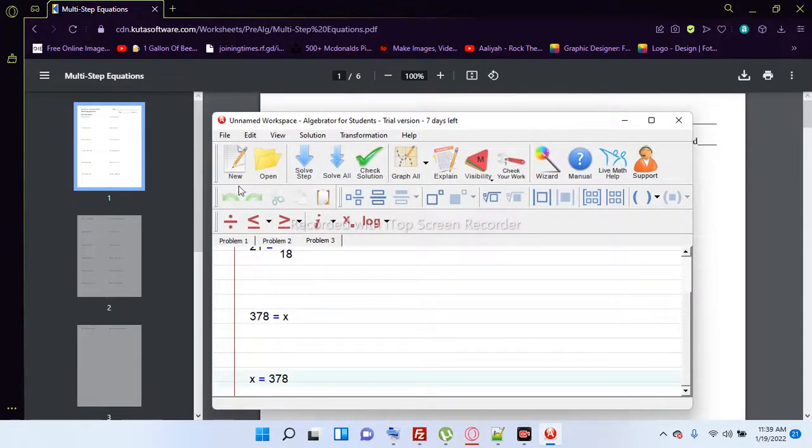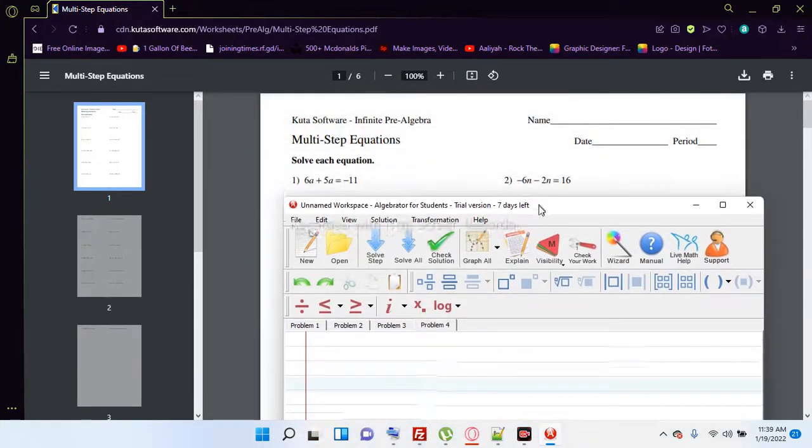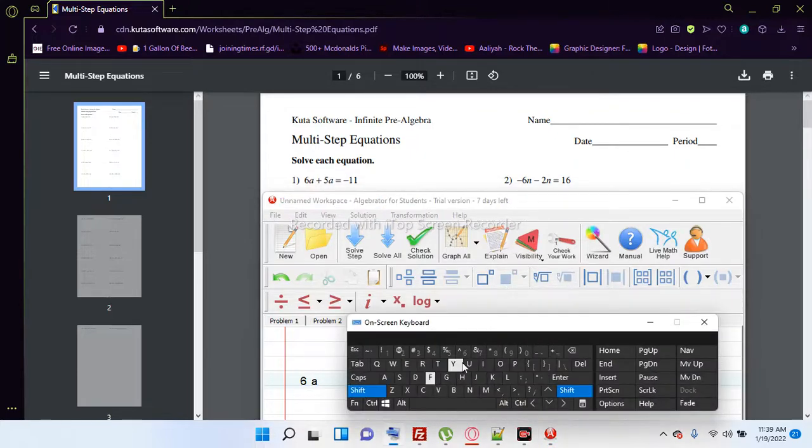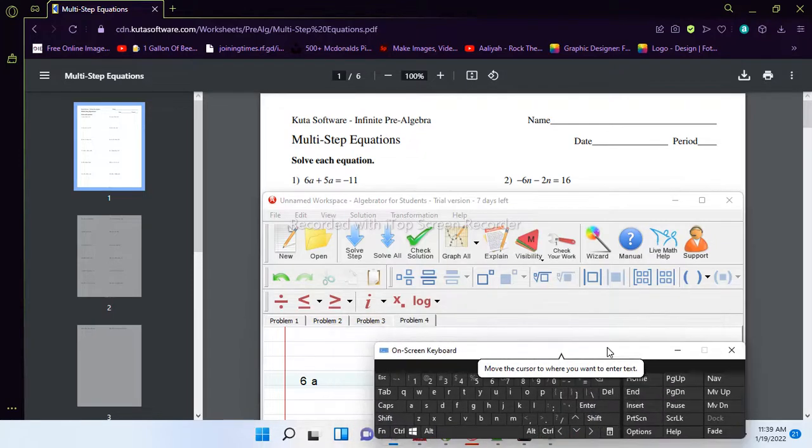Again, grab your Algebrator. Click new page. Type in 6a, plus, use the plus sign, shift plus. Just got to make sure your cursor's there. Shift plus, 5a. You don't need any spaces. 5a. Equals a negative 11.